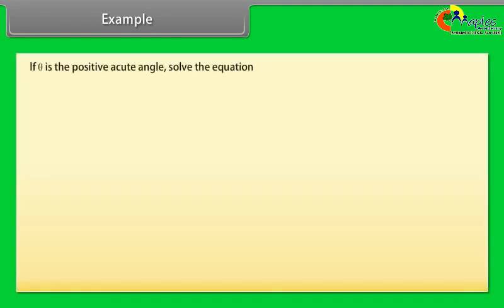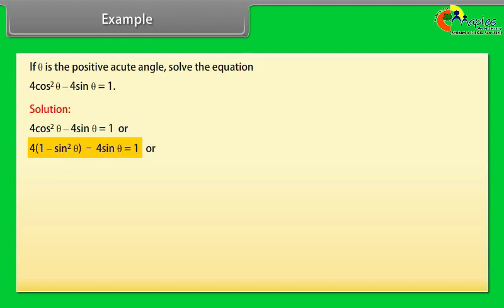Example. If θ is the positive acute angle, solve the equation 4cos²θ − 4 sin θ = 1. Solution. 4cos²θ − 4 sin θ = 1, or 4(1 − sin²θ) − 4 sin θ = 1, or 4 sin²θ + 4 sin θ − 3 = 0, which is a quadratic in sin θ.